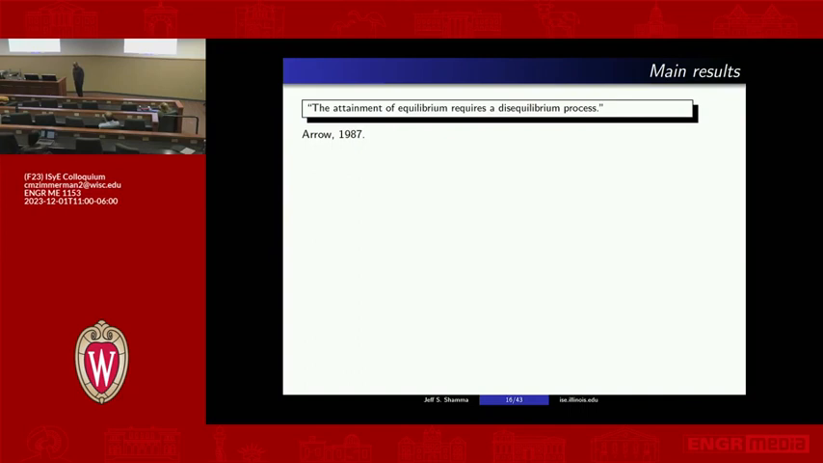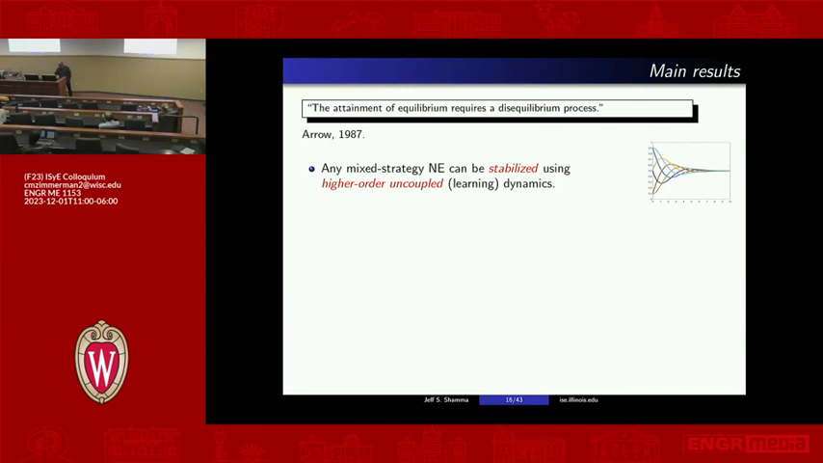So now back to this quote: the attainment of equilibrium requires a disequilibrium process. Our focus is going to be on mixed strategy Nash equilibria. And our first result is that actually uncoupledness doesn't get in the way. Given any game, and all of this has fine print, and any mixed strategy Nash equilibrium, we can construct uncoupled dynamics that converge to the Nash equilibrium for that game and to the Nash equilibrium for nearby games.